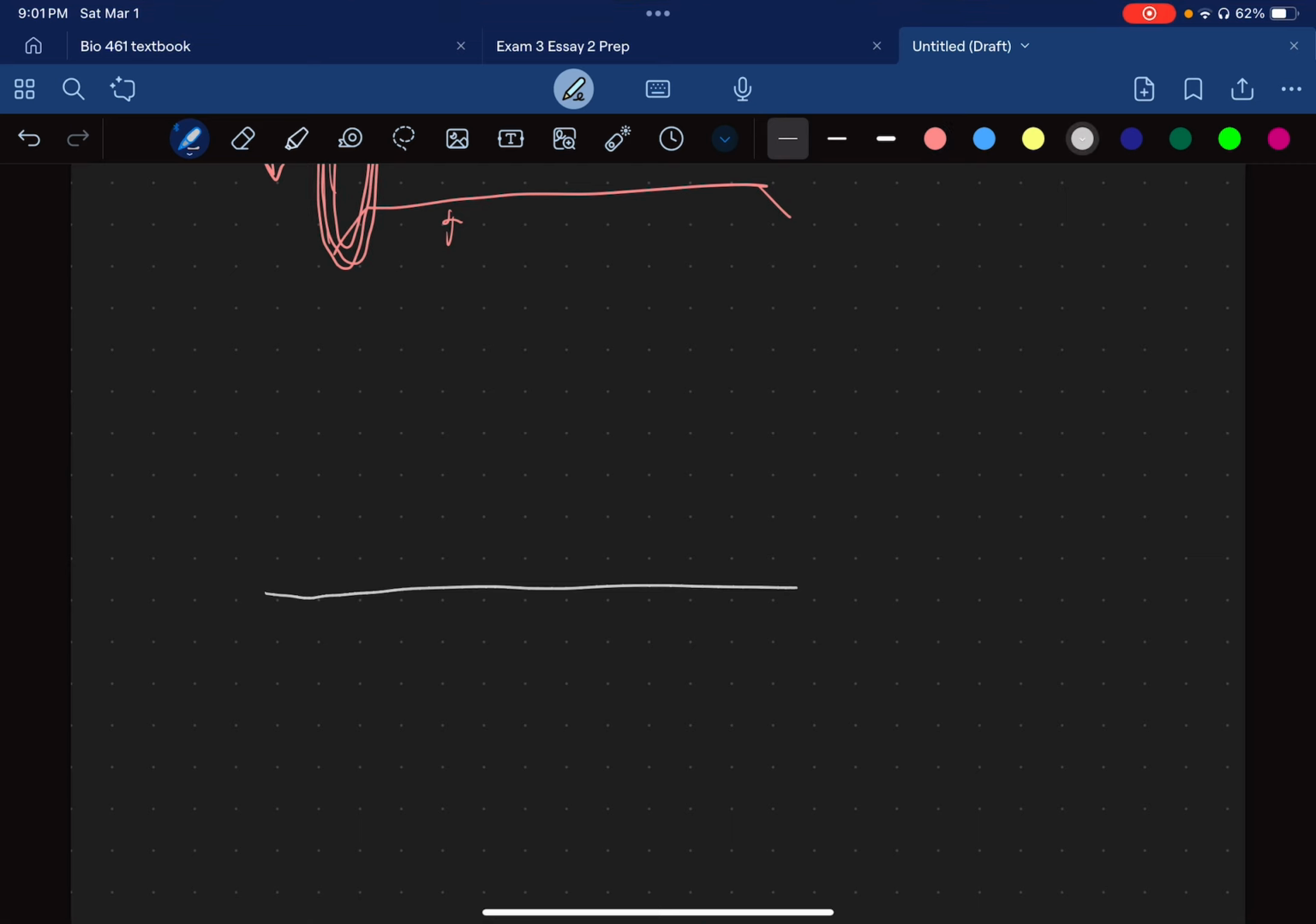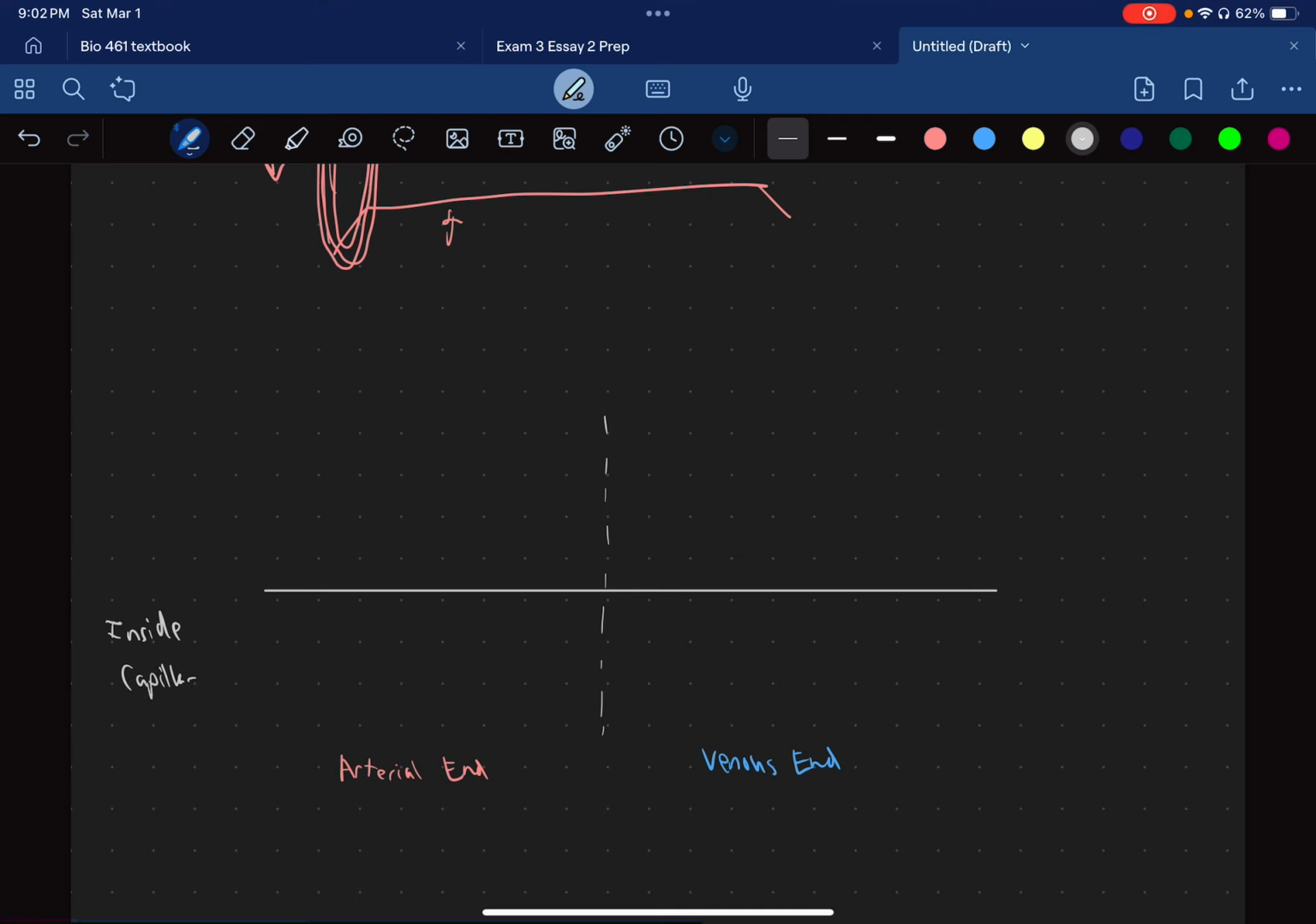So let me just draw this out. So this is going to be our arterial end, and this is our venous end. And then this will be inside the capillary. And then this is something called our interstitial fluid, which is just the fluid right outside of the capillaries.